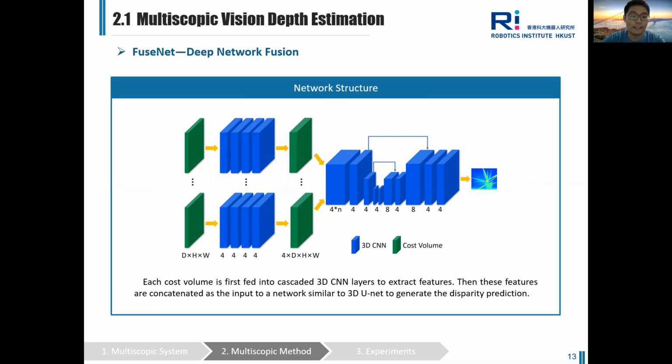Each cost volume is first fed into the 3D scaling layers to extract features. Then these features are concatenated as the input to a network similar to 3D UNet to generate the disparity prediction. With the 3D UNet architecture, information at different scales can be processed to incorporate both local and global information. Since the size of cost volume is large, we only use 4 feature channels, such that the number of parameters in this network is only around 10,000. A compact network makes it easy to train and be generalized to unseen scenarios well rather than overfitting the training data.